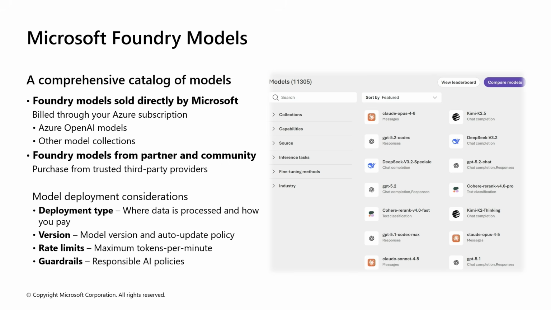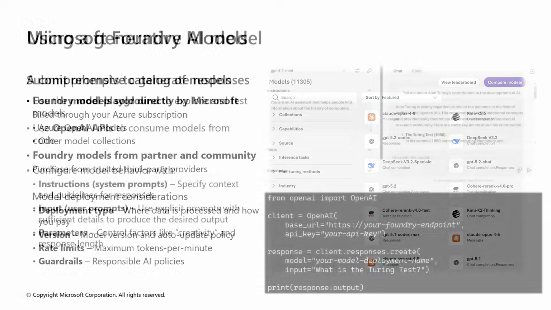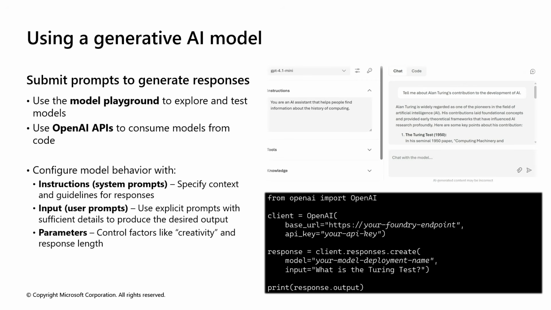The last factor is guardrails and responsible AI policies. And this is critical. Foundry models come with built-in responsible AI policies, content safety controls, and usage guidelines. For example, you don't want your AI assistant generating unsafe or inappropriate content. Foundry helps apply guardrails by design, not as an afterthought. Now that we understand models and agents, let's look at how we actually use a generative AI model in practice.